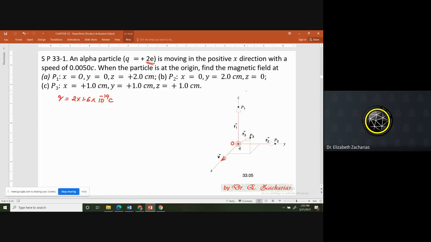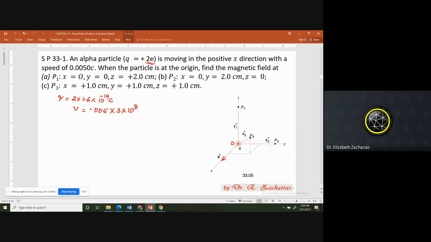Now, what are you supposed to do? This charge is moving with a velocity equal to 0.05 into the speed of light. C is the speed of light. What is the speed of light, anyone? 3 into 10 to the power of?